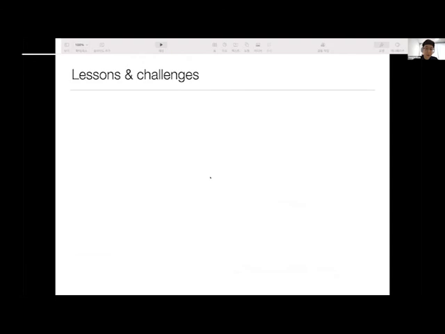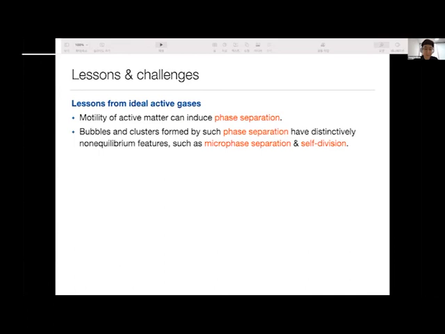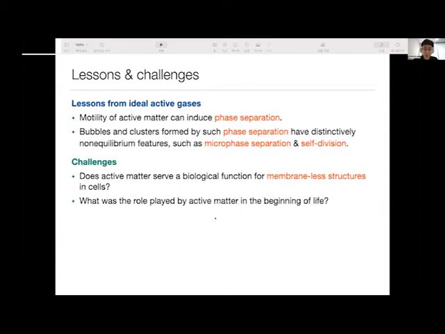Okay, so we can draw some lessons from these active ideal gases, active scalar matter. Typo here. So motility of active matter can induce phase separation. Actually, you have motility of active matter and steric interactions that give us phase separation. And this phase separation features microphase separation and self-division, which might be biologically relevant and in some cases is shown to be biologically relevant. And of course, it would be interesting to pursue this line of thought about whether this kind of phase separation behavior, which is characteristic of active systems, will explain how active matter contributed to the real beginning of life.